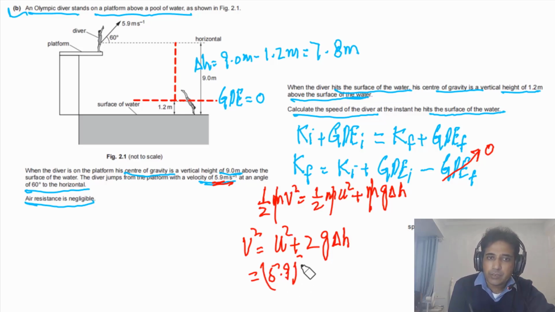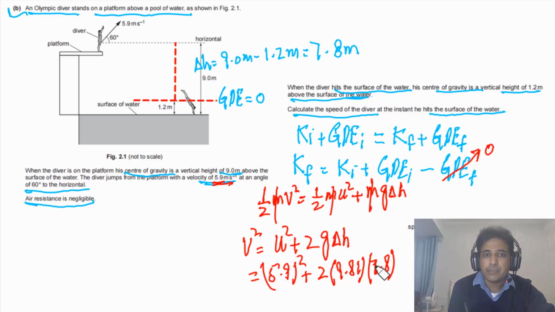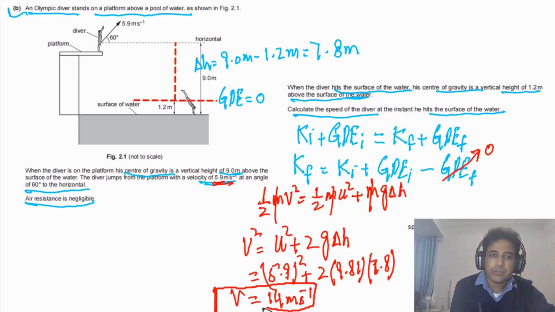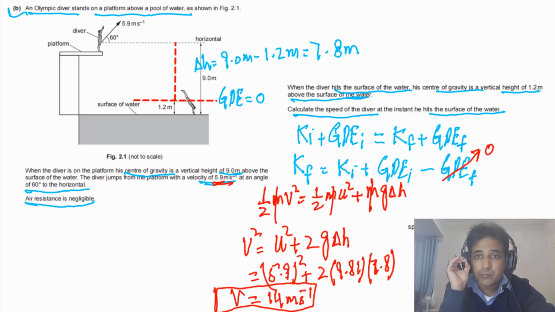So simply you can plug in here. This is 5.9 squared plus 2 times the value of g, 9.81, times the height, 7.8. And now if we solve this, we will get the value of v, equal to 14 meters per second. So this is how you can calculate. Conservation of energy for this question is very helpful. You can also use kinematics concepts, but conservation of mechanical energy is the best tool for this question.